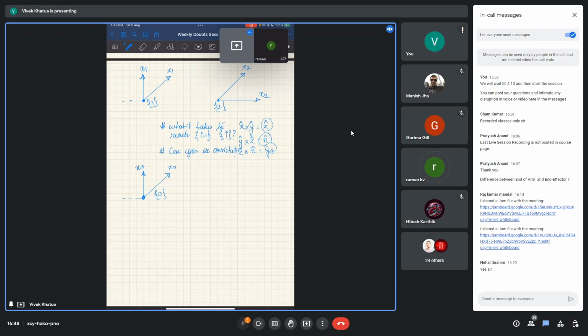When we rotate about z(i-1), we will get x(i), right? The moment I rotate about x(i), I get z(i). The moment I have these both, I have y(i). That's the concept.